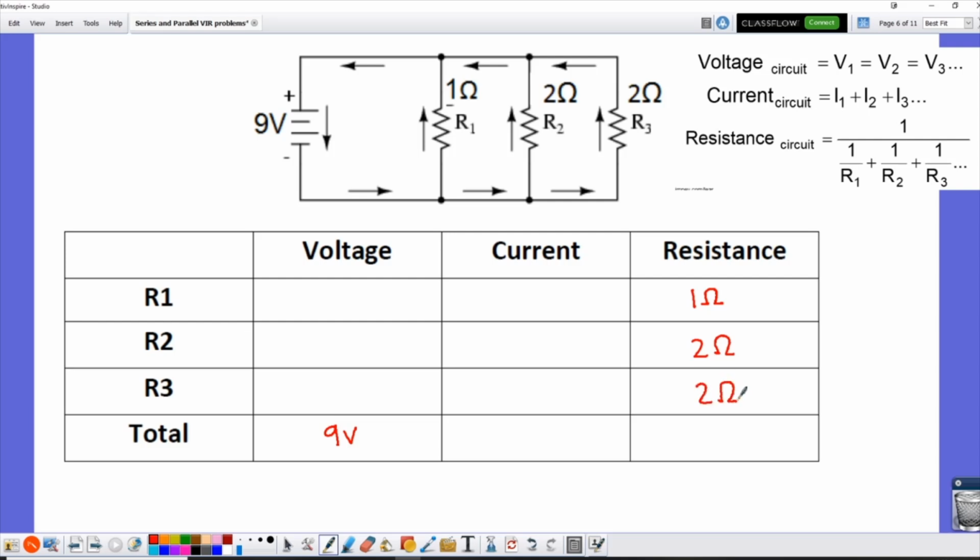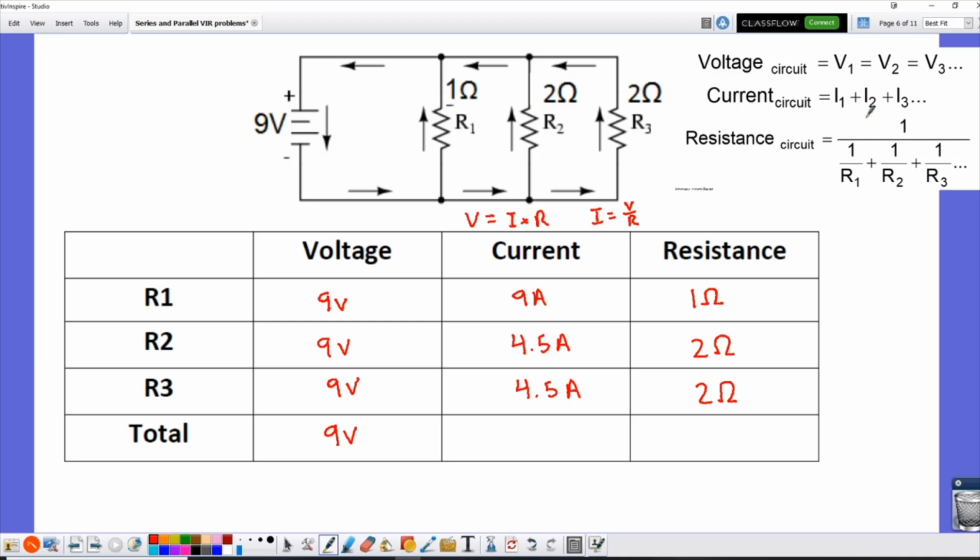The next thing that we can figure out with a parallel circuit is taking a look at this rule that the total voltage is going to be the same everywhere. We can fill out this entire column. We know that the voltage is going to be the same. Next, we can apply Ohm's law, where V equals I times R, to figure out what the current is, because if we rearrange this, it tells us I is equal to V divided by R. So 9 divided by 1 in this case is going to give us 9 amps. 9 divided by 2 in this case gives us 4.5 amps. And once again, 9 divided by 2 gives us 4.5 amps.